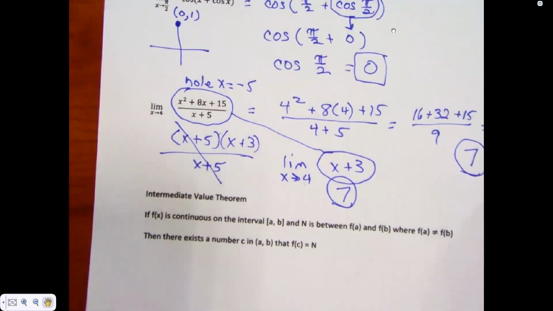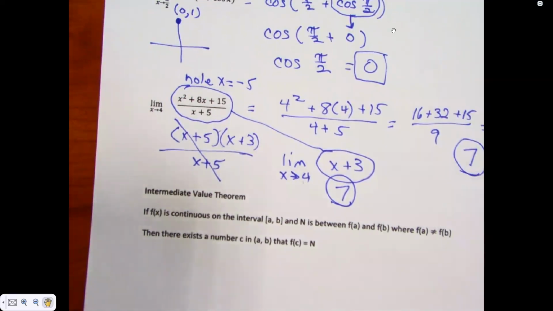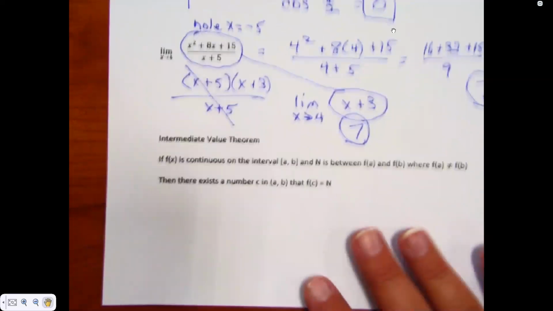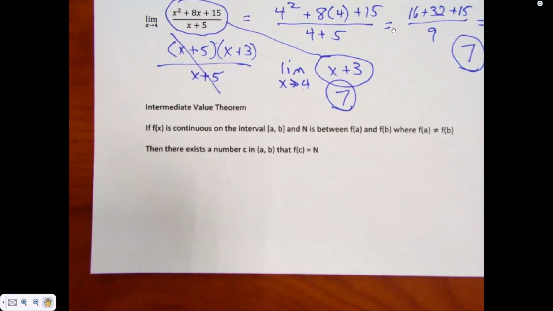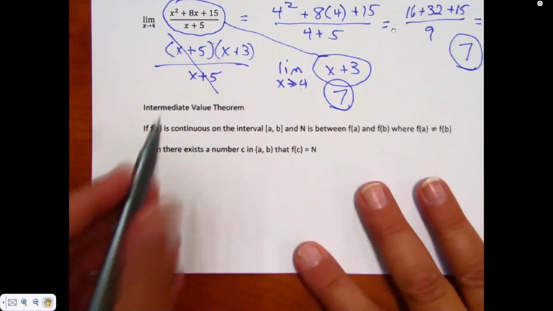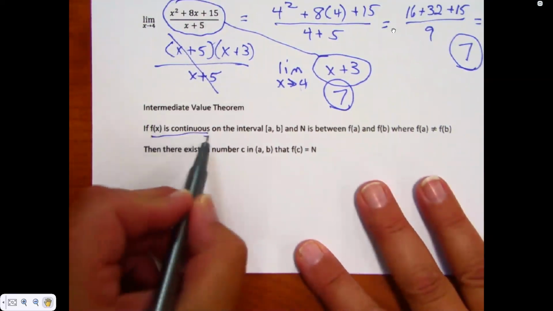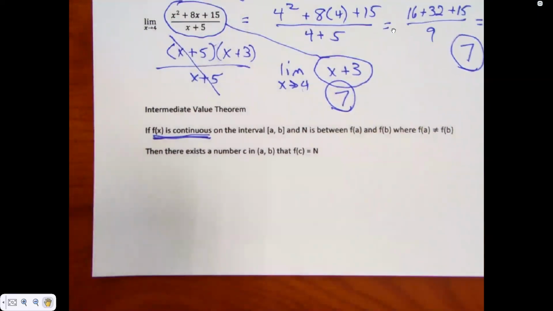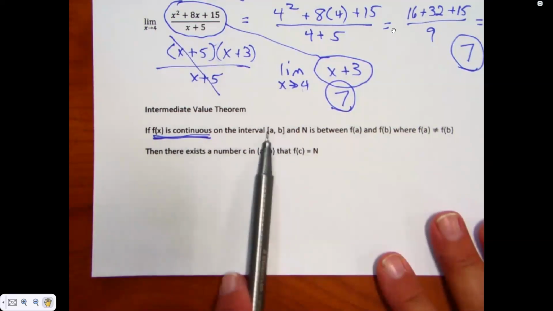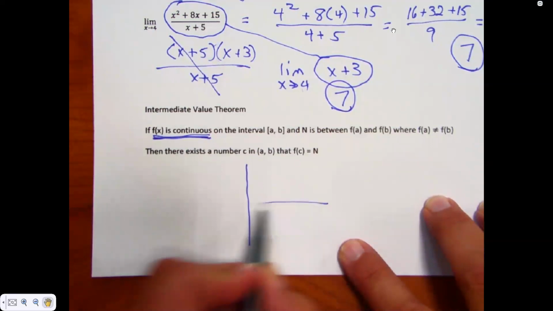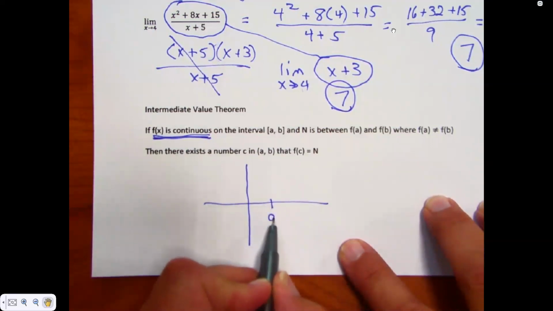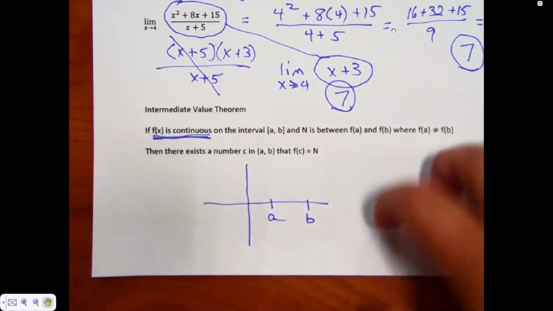Okay, we got one last thing. This intermediate value theorem. This comes up a little bit. Now, the first thing is your function that you're given must be continuous. Okay? If it is continuous on this interval from A to B. So let's draw down here a little bit of a graph. What's going on? We've got this interval from A to B.